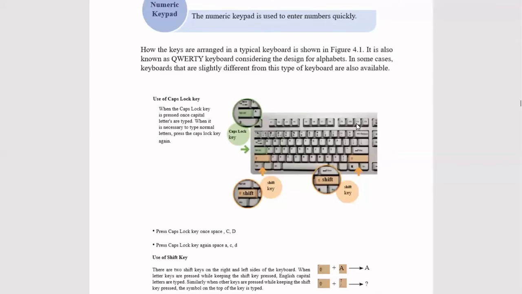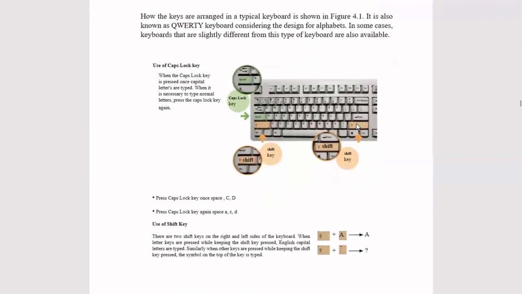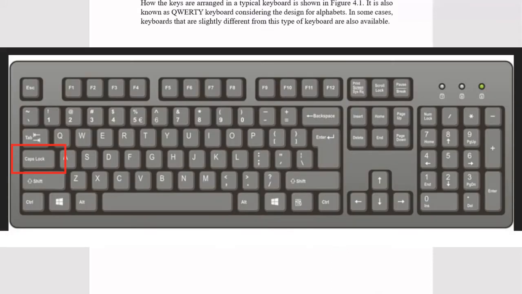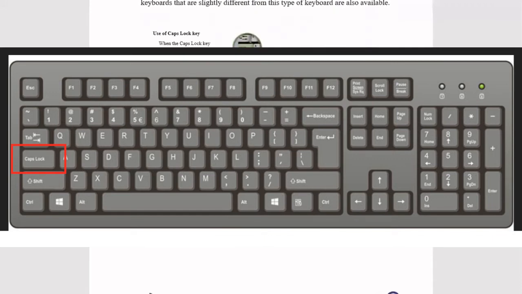Okay, so then we are talking about the special keys. Same thing we discussed in grade 6 also. So first thing is caps lock, right? It's basically to type capital letters, right? So if you press it once, you can type capital letters, and if you press caps lock again, you can type lowercase letters, simple letters. Okay.